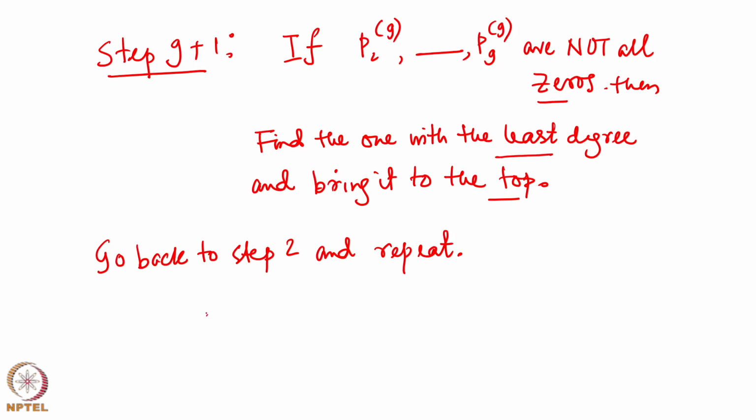So that means after all these g number of steps, the degree strictly decreases unless all the polynomials have become 0. As long as at least one of the polynomials is non-zero, the degree is guaranteed to reduce. So if there is at least one non-zero polynomial, I find the least degree among those from 2 to g, bring it to the top, go back to step 2 and repeat. I keep doing this as long as there are non-zero polynomials below the first one.